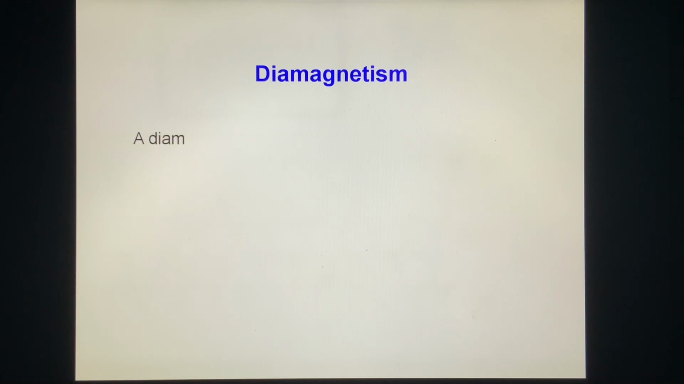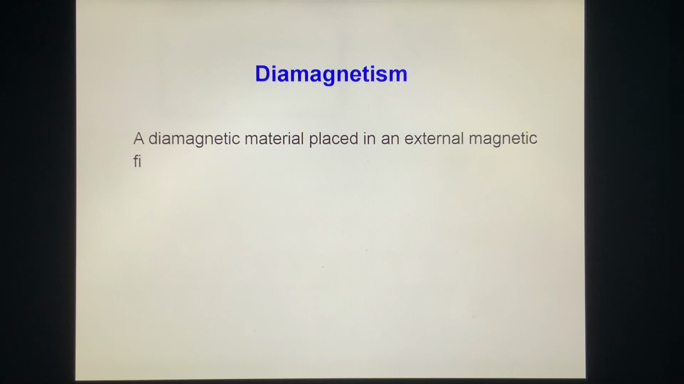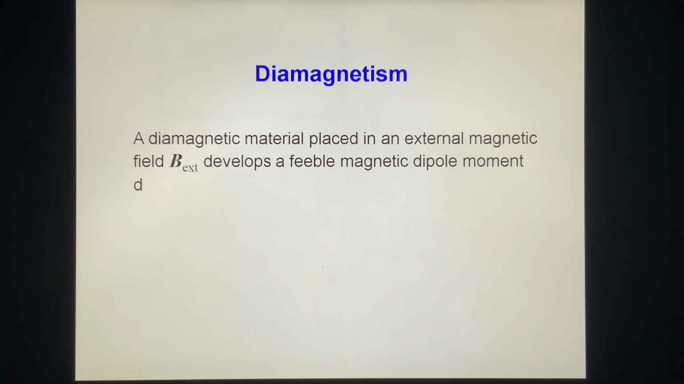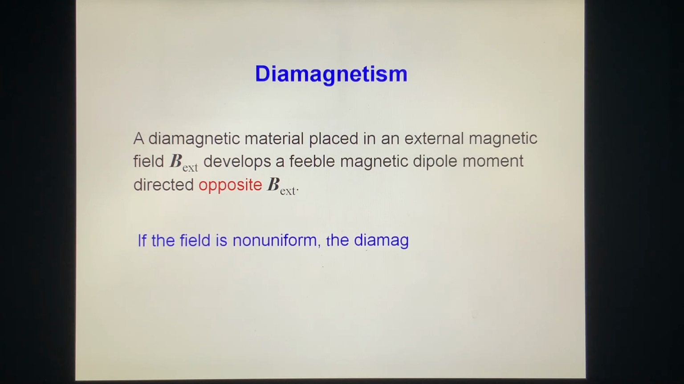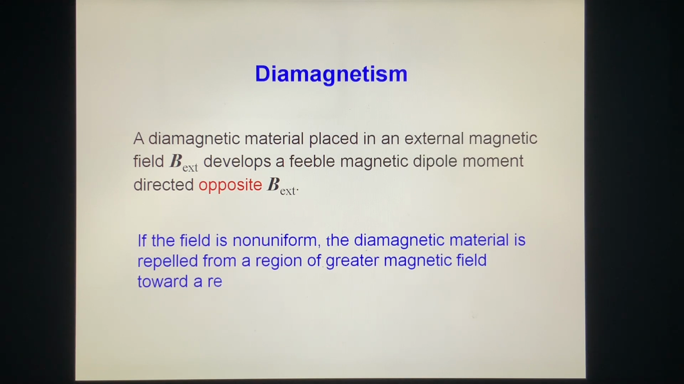Diamagnetism. A diamagnetic material placed in the external magnetic field B external develops a feeble magnetic dipole moment directed opposite B external. If the field is non-uniform, the diamagnetic material is repelled from a region of greater magnetic field towards a region of lesser field.